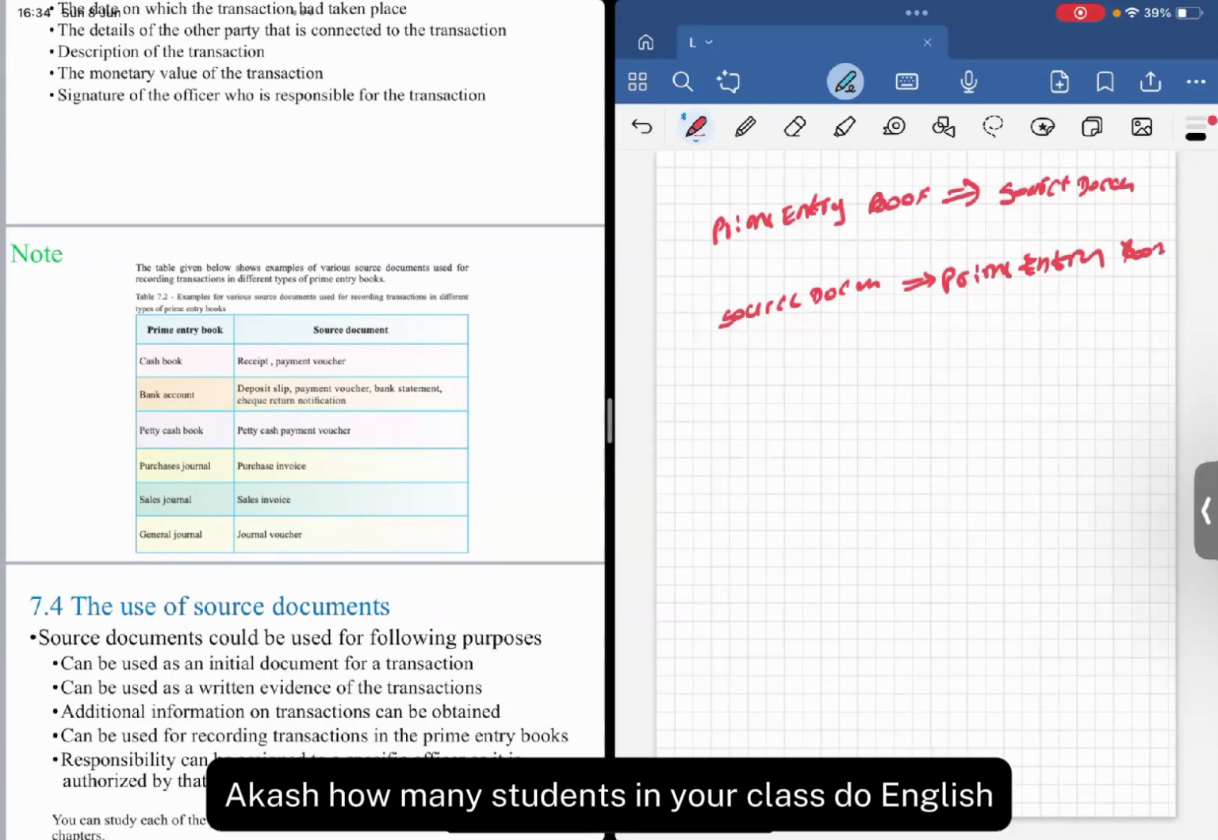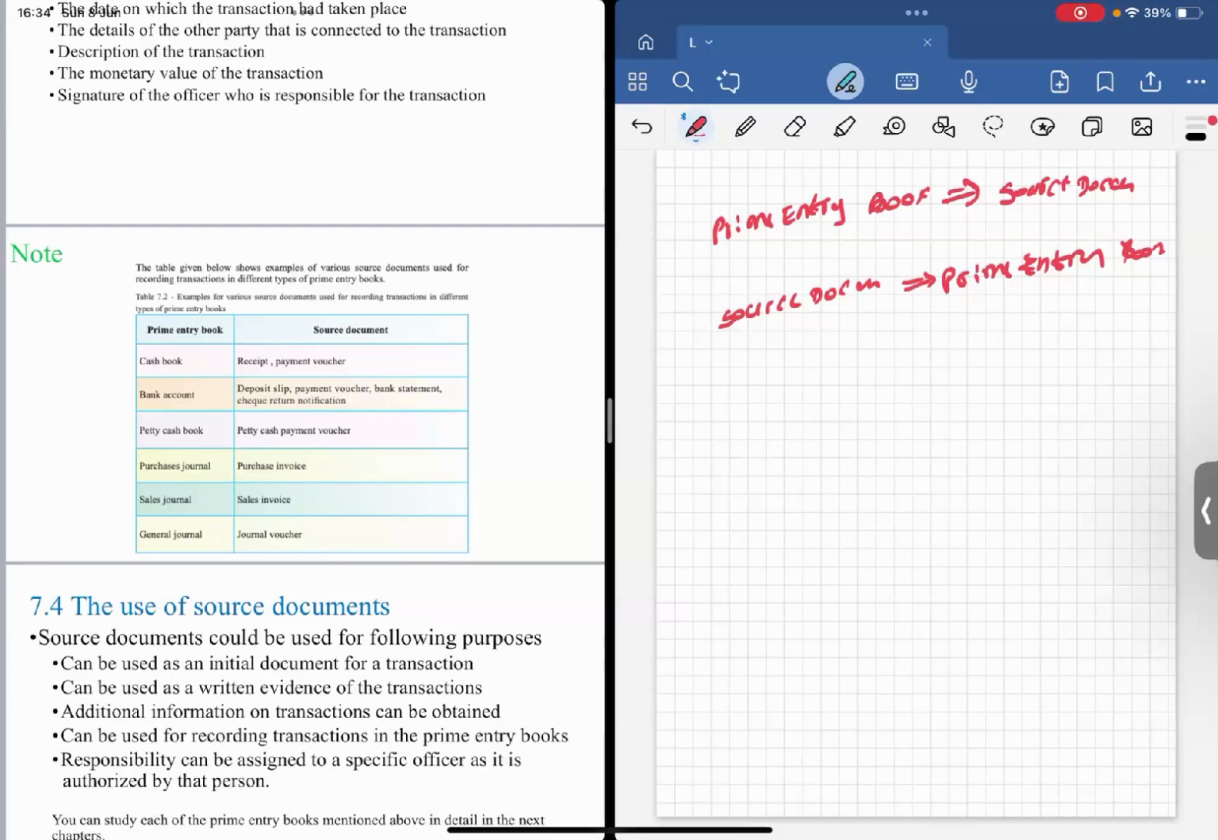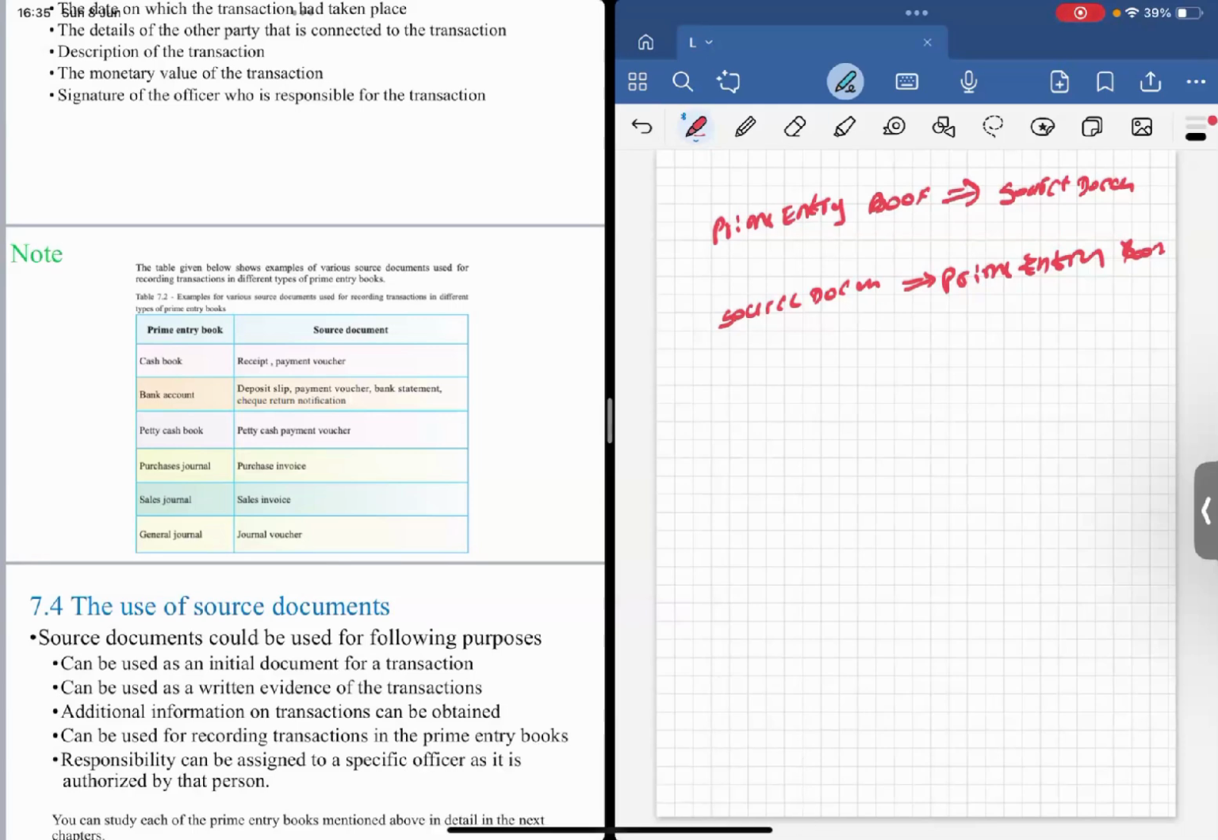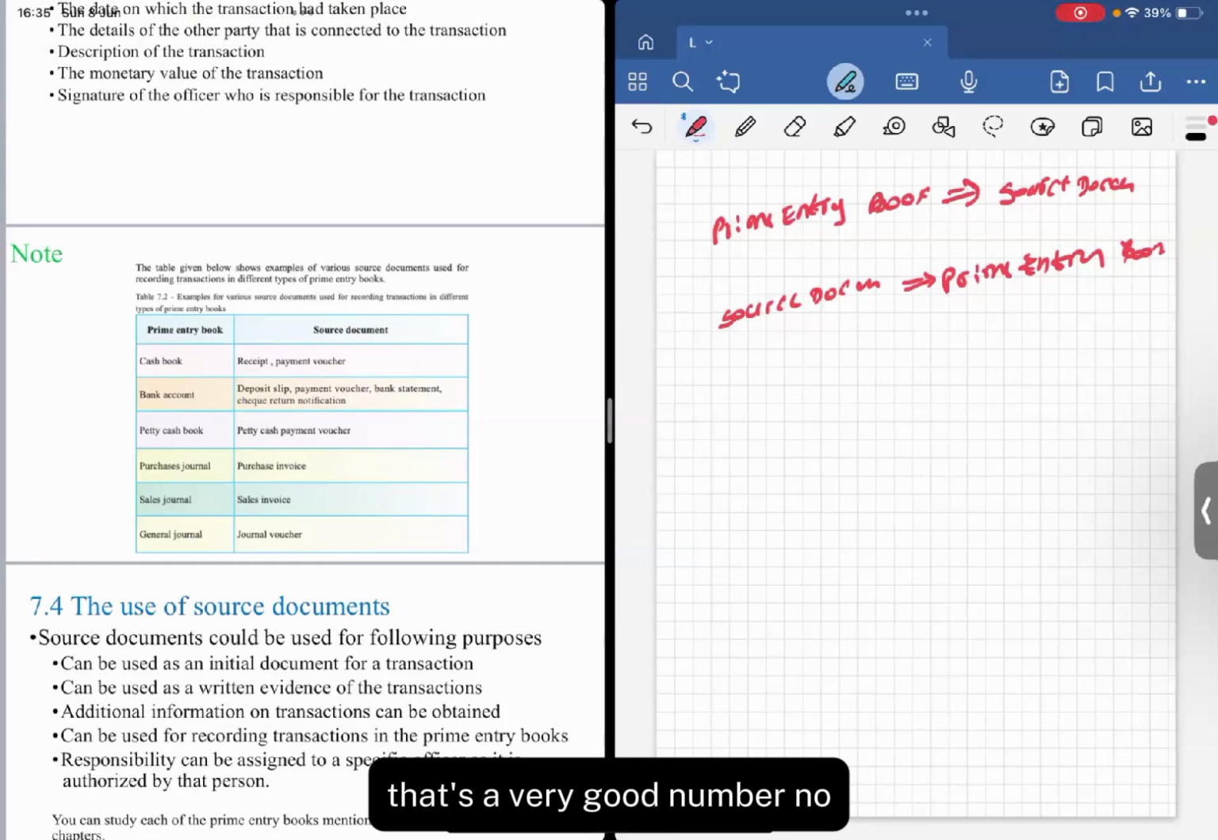Akash, how many students in your class do English medium commerce? About 14, sir. 14 students. So 14 in our class. That's a very good number, no?